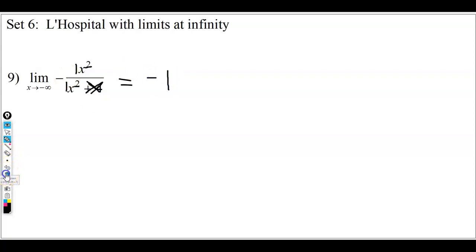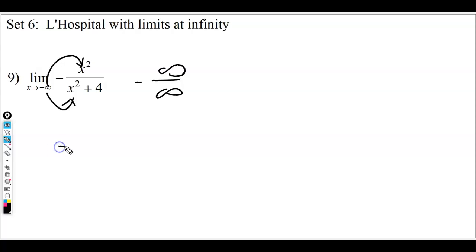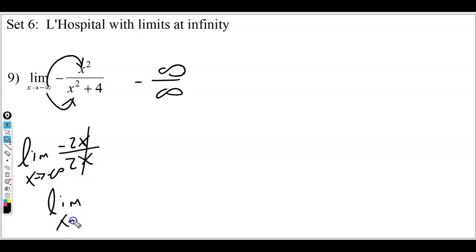Now you can also solve this problem using L'Hopital. Okay, using L'Hopital, we could do this. I could plug in infinity, and if you square infinity, you get infinity. And if you square infinity, you get infinity plus 4, which is also infinity. So we end up with negative infinity over infinity, and that's L'Hopital. So what we would do is we would take the derivative of the top and the derivative of the bottom. Right? The x's cancel. -2 over 2 is -1.